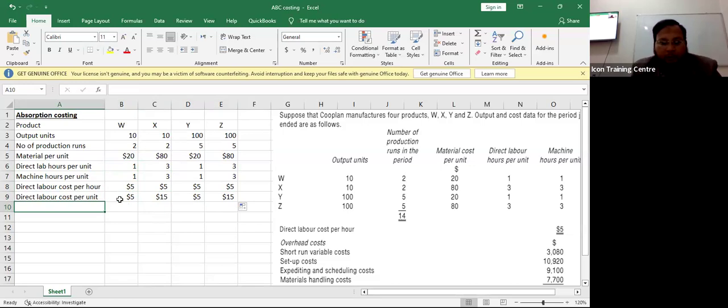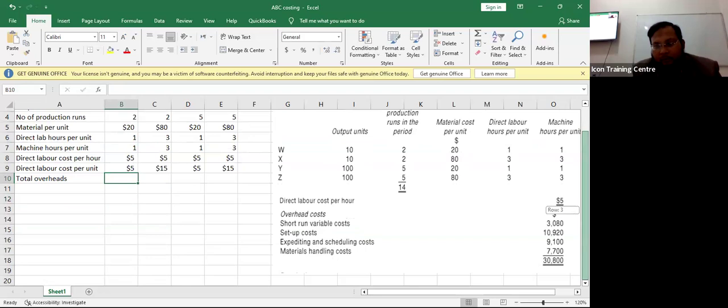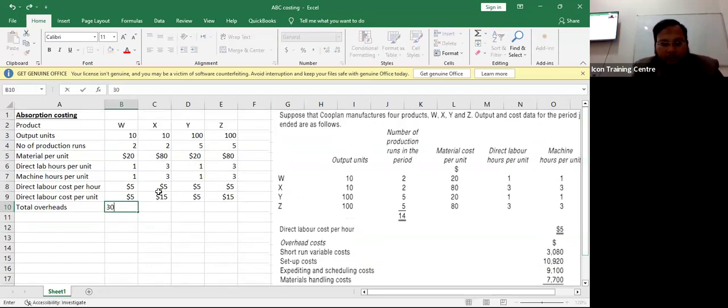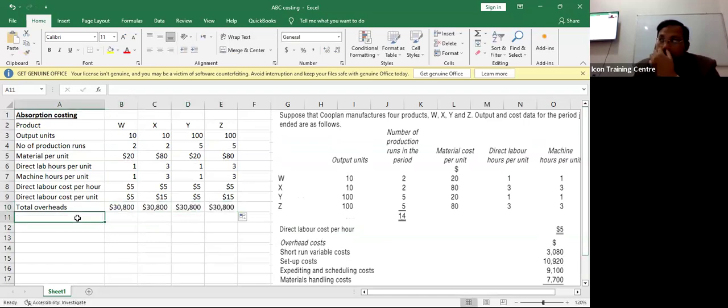Now we have to calculate our absorption rate. Total overheads. How much total overheads do we have in the question? 30,800. This is the total overheads. And we need total direct labor hours. Can we calculate this?